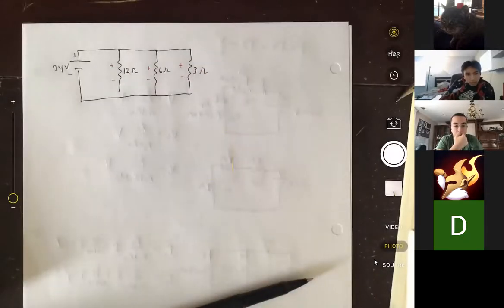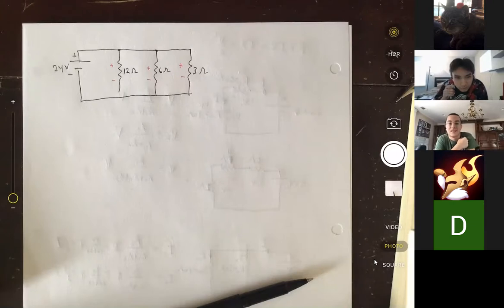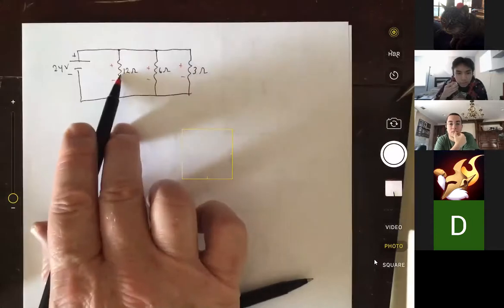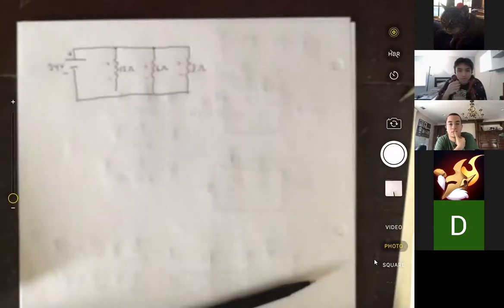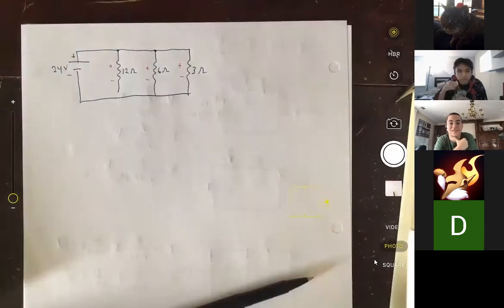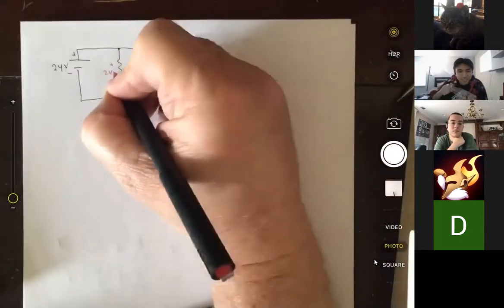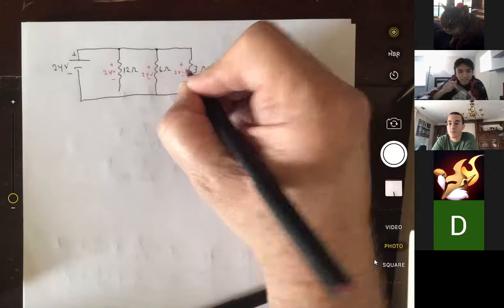Jacob, what is the voltage drop? No, what's the voltage drop across that 12 ohm resistor? I'll give you a hint. It's connected in parallel across the 24-volt battery supply. Oh, 24. Yeah, exactly. And in fact, that's going to be true for everybody. Every single one of these resistors has 24 volts across it.